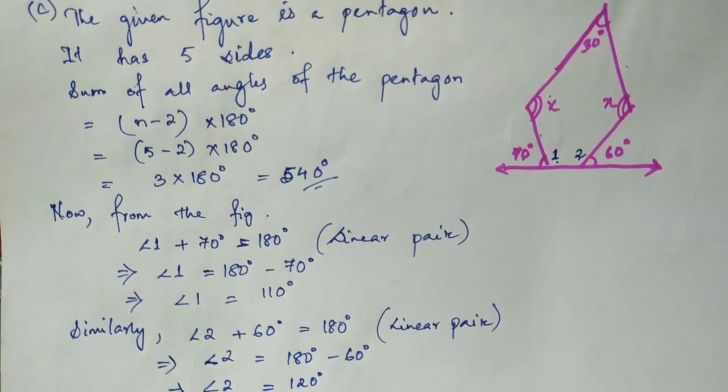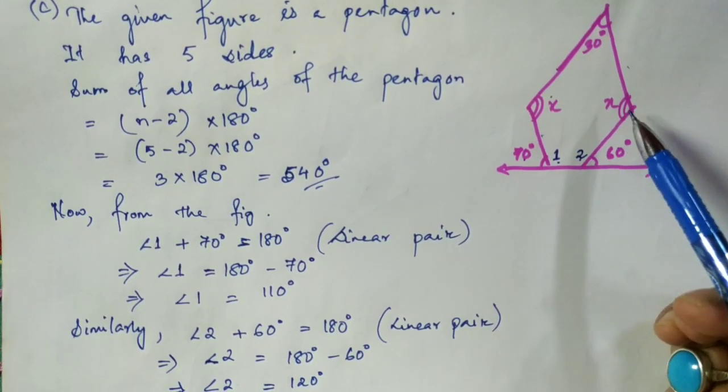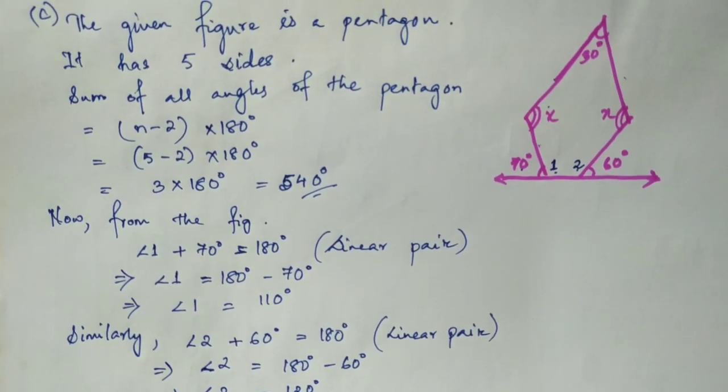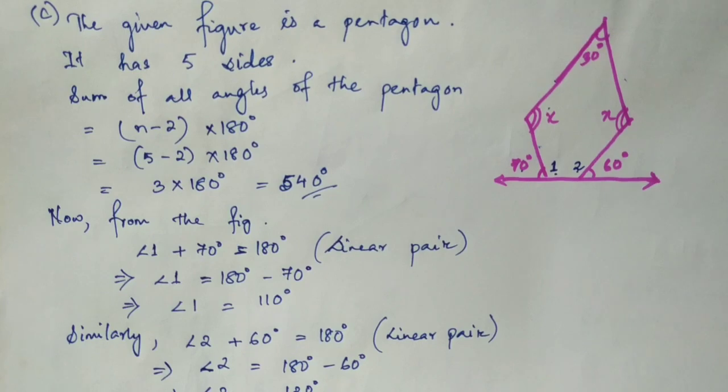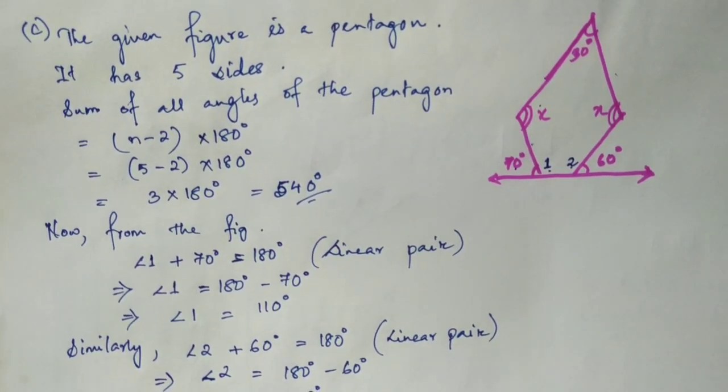Now can I write this plus x plus angle 1 plus angle 2 is equal to the sum of the pentagon, which we found out to be 540 degrees, and then if we solve that one, we can easily find out the other part. So let's continue with that.